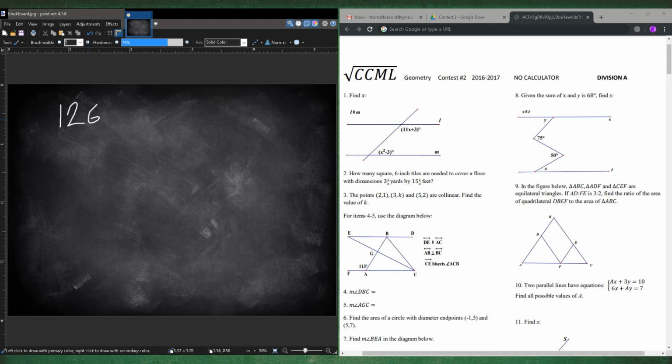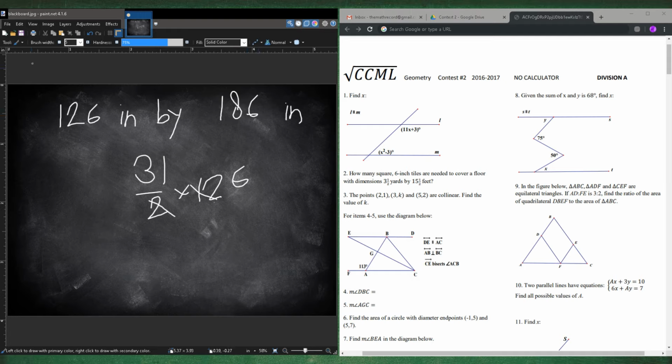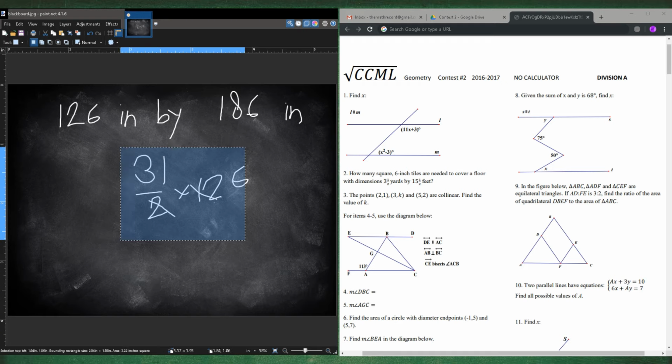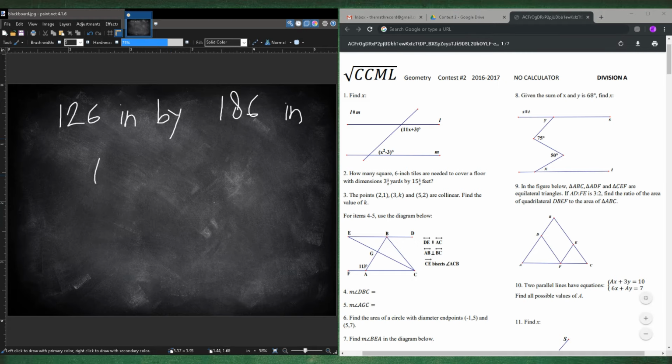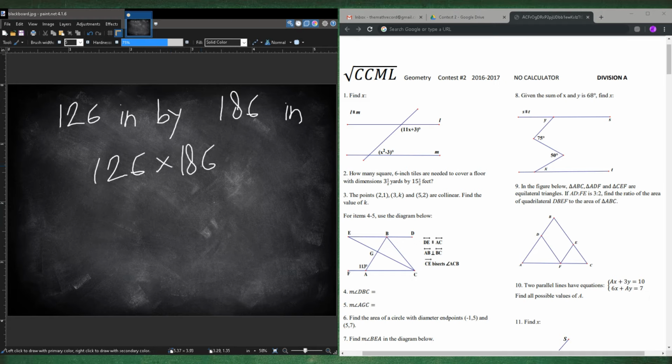Okay, so we have 126 inches by, and now we need to convert the feet into inches, and it's just 12 inches per foot. So that's 31/2 times 12. So divide by 2 is 6, so you get 186 inches. Okay. So our next number is 186. So the area of the floor would just be 126 times 186 divided by the area of the tiles to get the number of tiles.